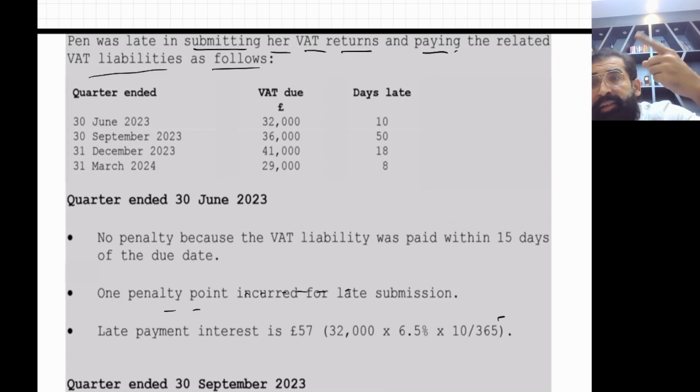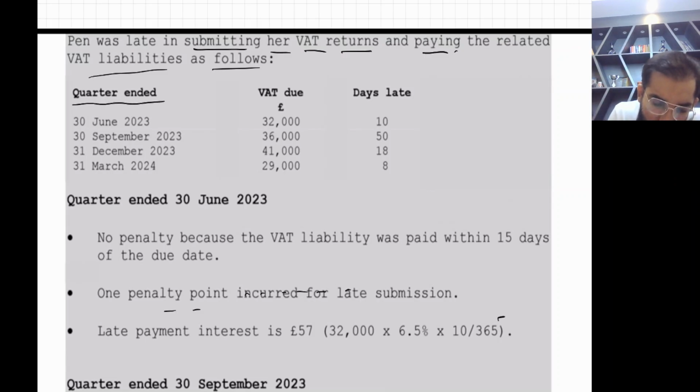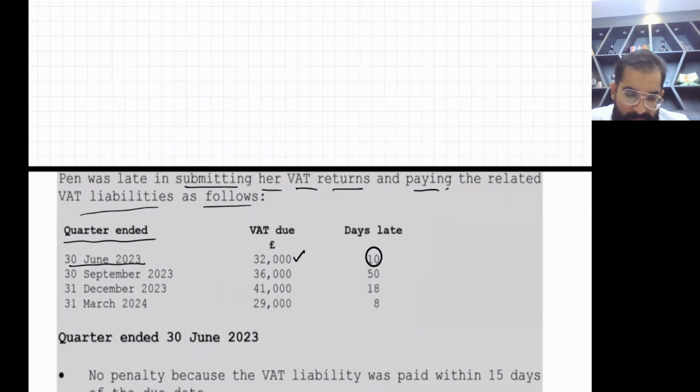With late VAT return, there's a point based system. Now just assume this girl never submitted a late VAT return in her whole life. This is the first time she is doing it. For the quarter ended 30th June 23, the amount of VAT due is 32,000 and she's 10 days late. Now let's start.